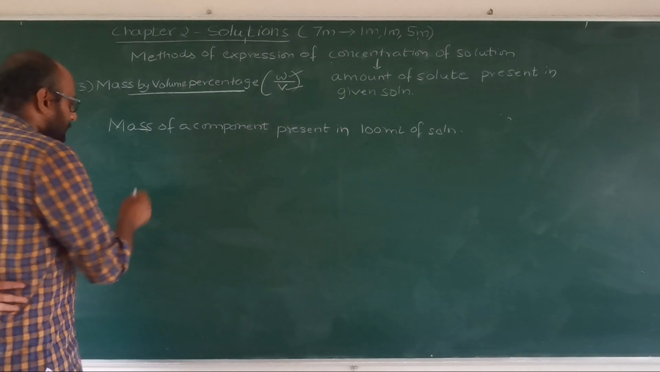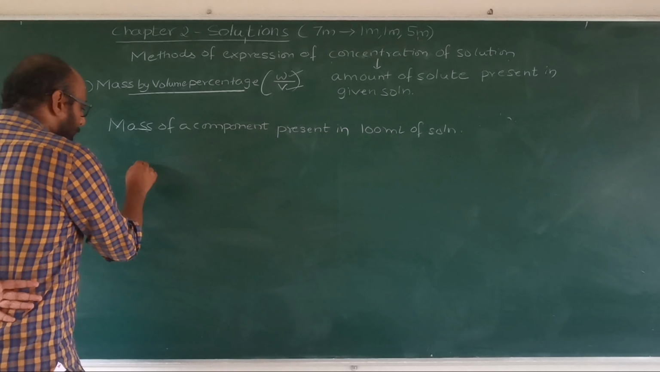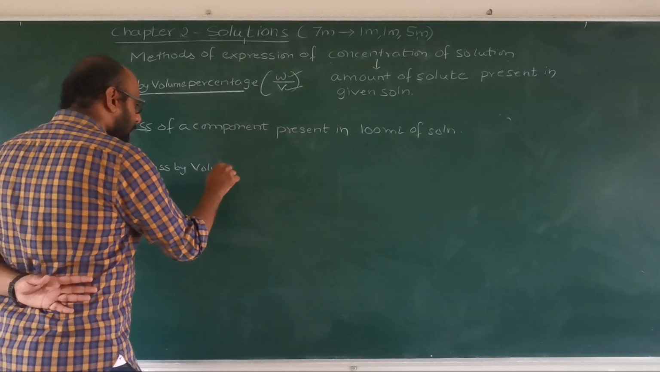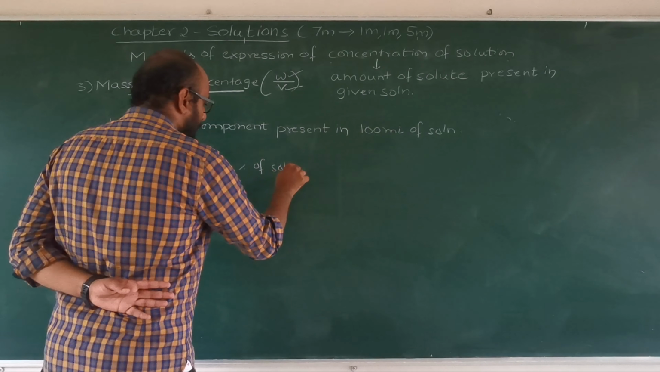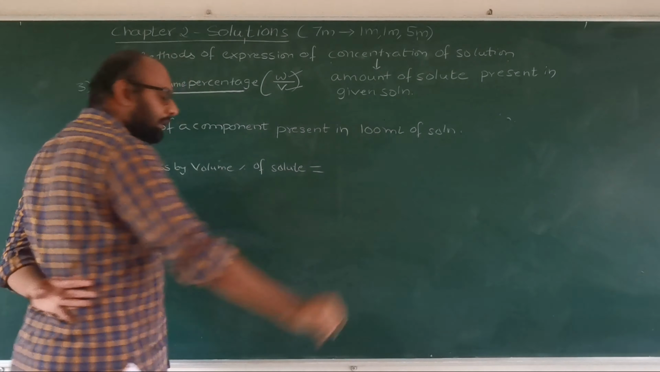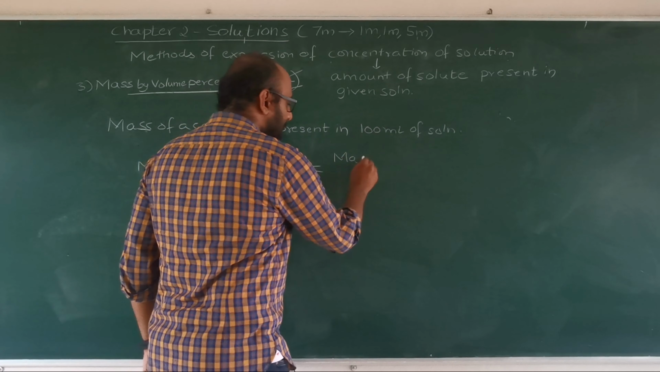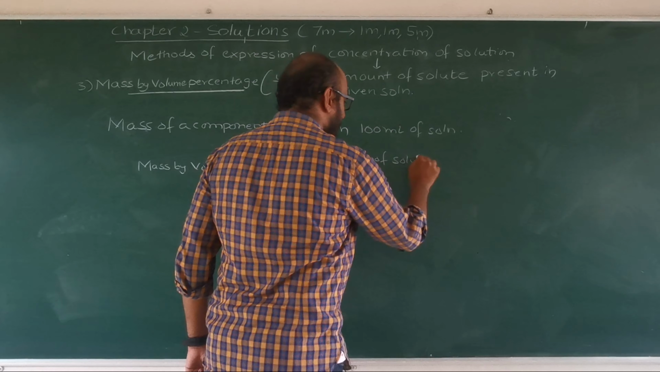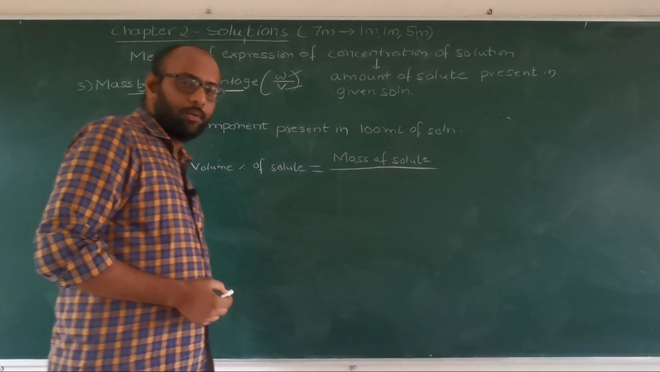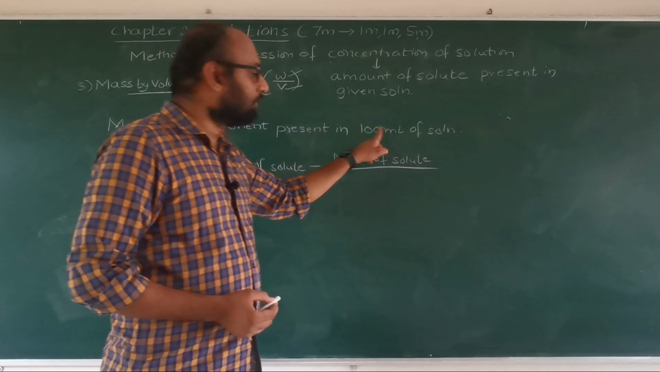Now what will be the formula here? So, mass by volume percent of solute will be equal to, so component, that is solute, you are taking in mass, hence here you have to take mass of solute divided by solution, you are taking in terms of volume, hence here you have to write total volume of solution, it is percentage, hence multiplied by 100. So this is the mass by volume percentage of a component.